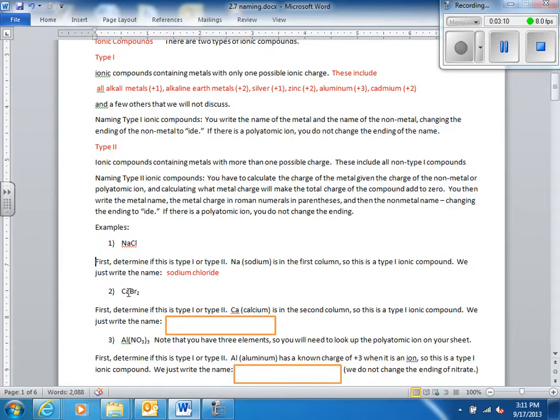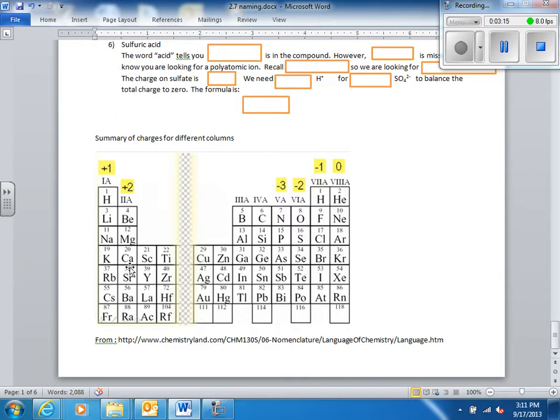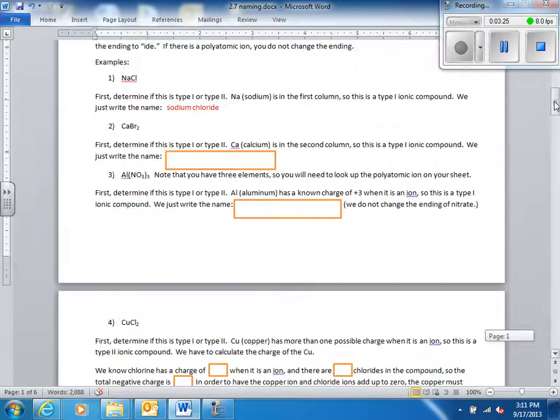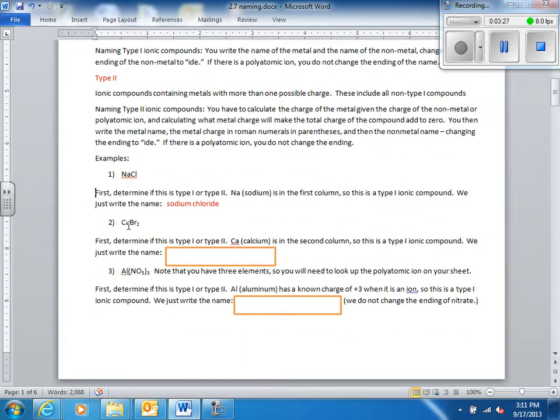Next one, Ca, calcium. We look at the table. Calcium's right here. It's in a known charge column. So alkali, alkaline earth metals. We don't worry about putting Roman numerals into the names because we automatically know their charges. So go ahead, pause, fill this in. There's your answer.